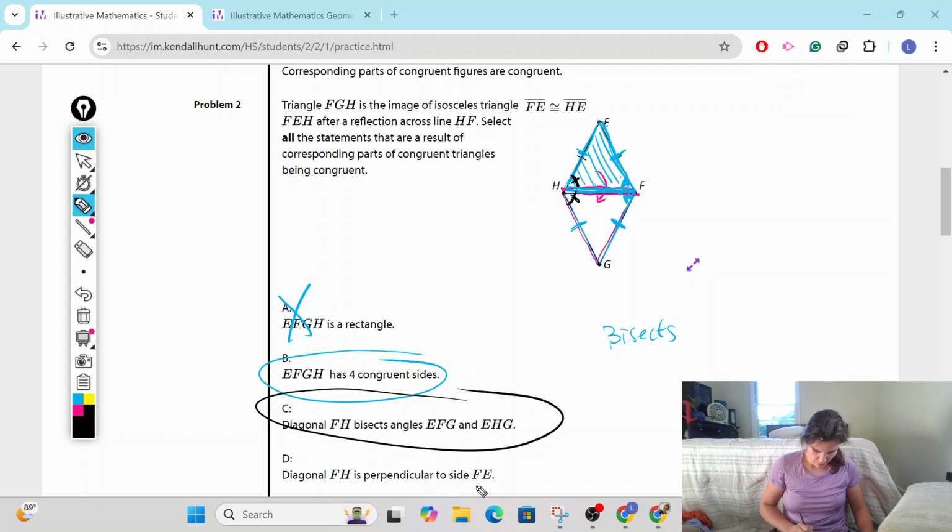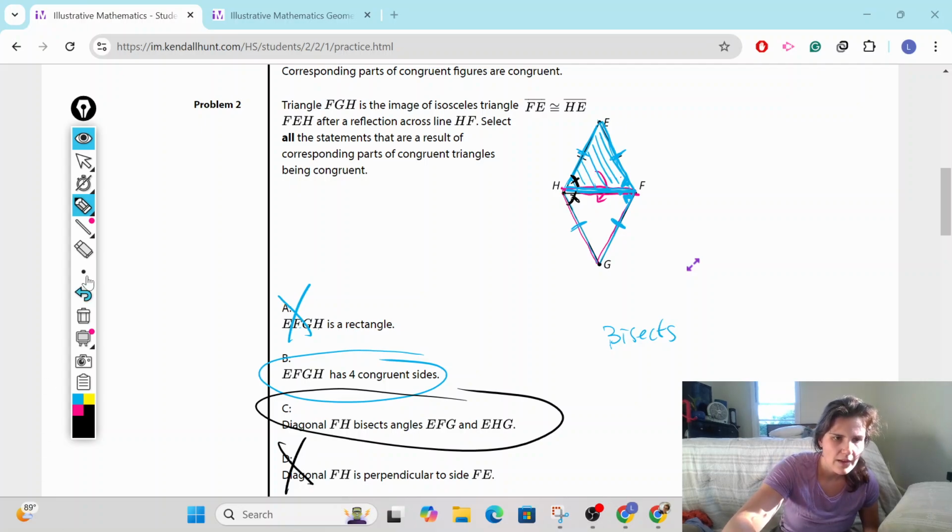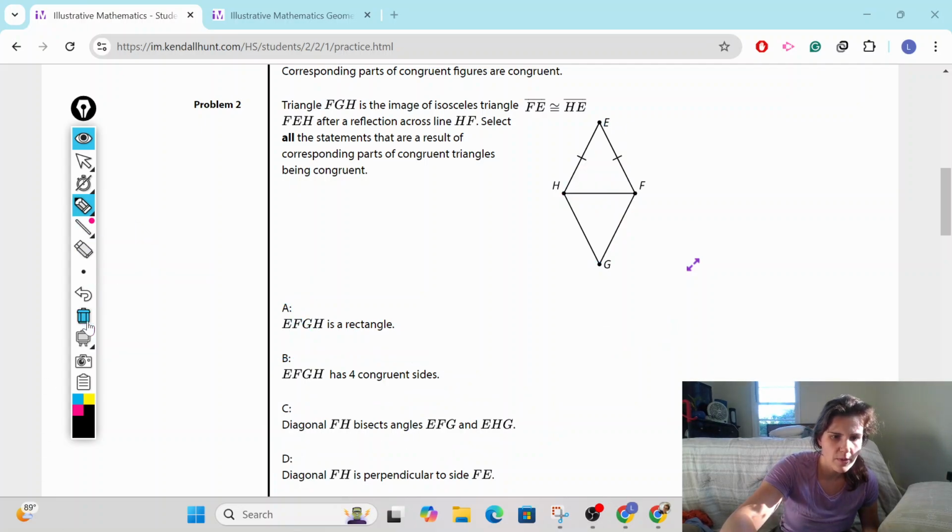Diagonal FH is perpendicular to side FE. FH is perpendicular to FE. No, that's not a given. And then we're going to move forward. So remember these answers as we look at our last one.